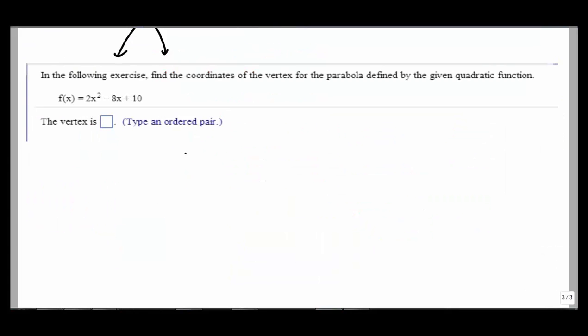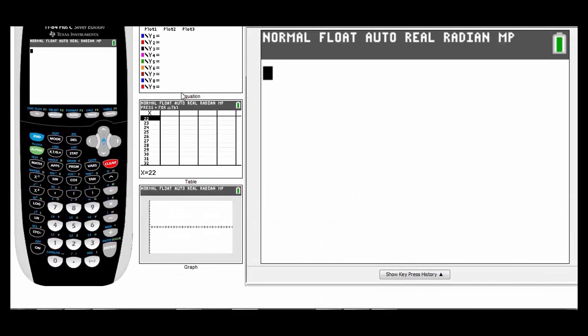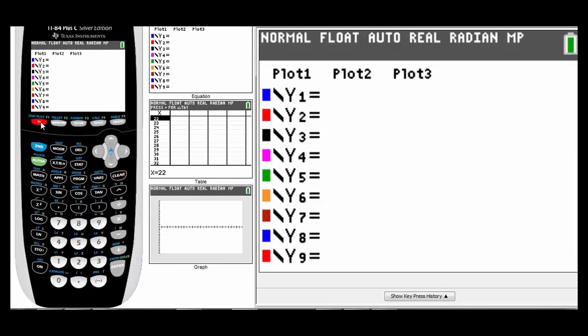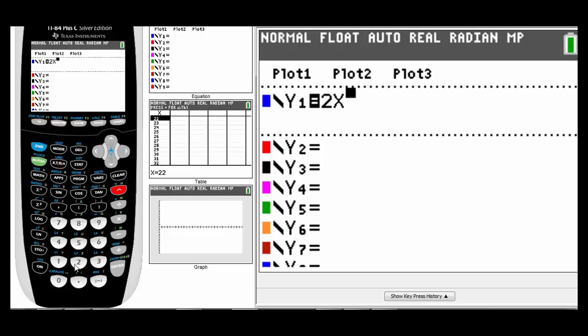I want to graph this first. So this is already ready to graph, 2x squared minus 8x plus 10. So let's go ahead and pop our calculator in here. So y equal, so we have our 2x squared, so 2, here's our variable, 2x squared, okay, minus 8x plus 10.